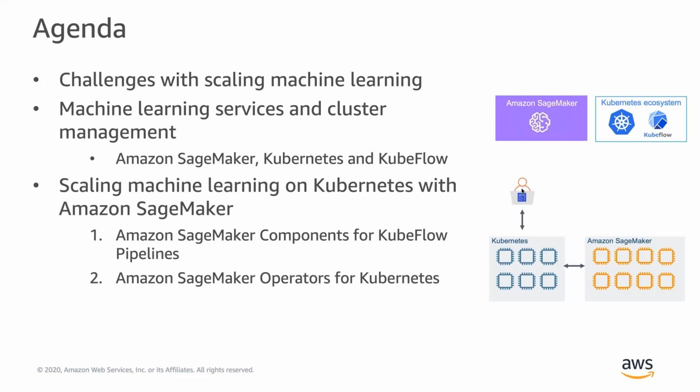There are some things that are easier and nicer to use in Amazon SageMaker, and Kubernetes and Kubeflow is great for a few other things. We'll take a look at how you can leverage some of the capabilities in Amazon SageMaker while staying within your Kubernetes and Kubeflow environment. There are two ways to do this. The first is by using Amazon SageMaker components for Kubeflow pipelines, and the other is to use the Amazon SageMaker operators for Kubernetes. If you don't know what operators and components are, that's totally fine. We'll introduce them and we'll see plenty of demos, so everything will get clearer.